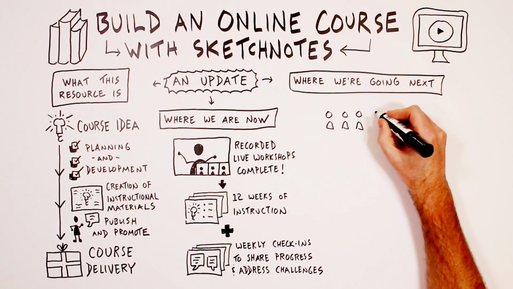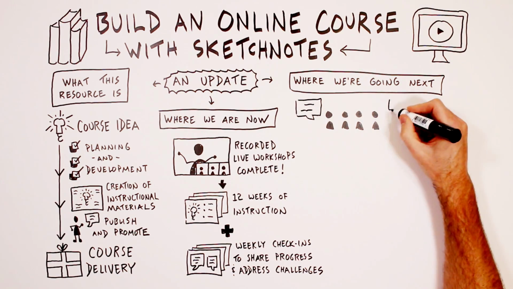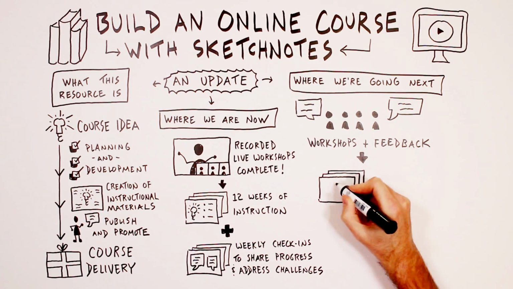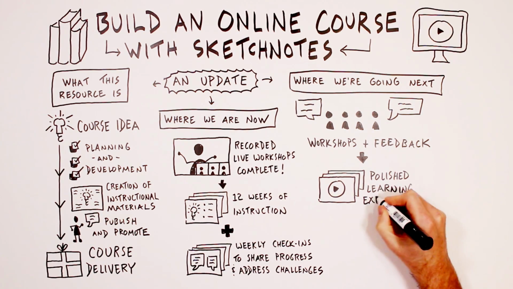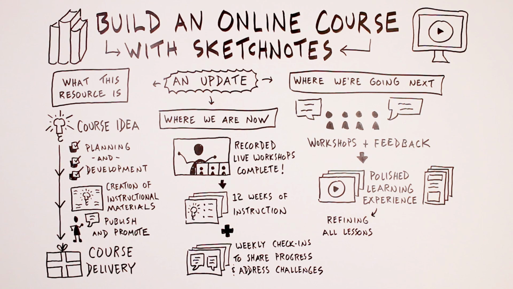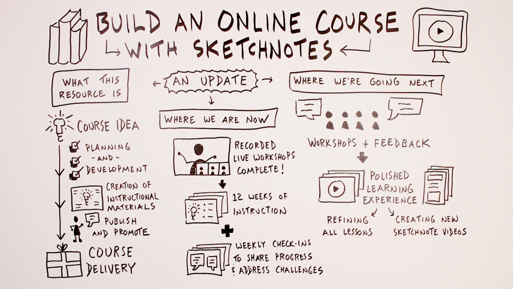What I am now in the process of doing is reviewing all of those live workshops, taking into account the feedback that I got from Joy, Raven, and Paul along the way, and creating a more polished learning experience. So I'm revisiting and refining all of the initial lessons, taking those 12 weeks of instruction, reformatting them a bit into what looks like will be a 5-unit course, and for each of those 5 units, creating new Sketchnote videos that have the same style as what you see here, so that I can present those lessons in a succinct, engaging, and memorable way.